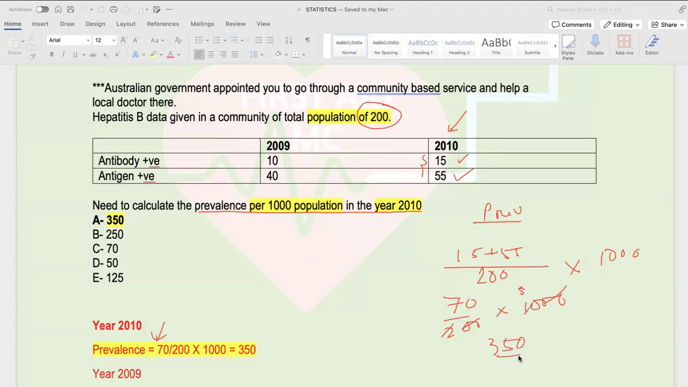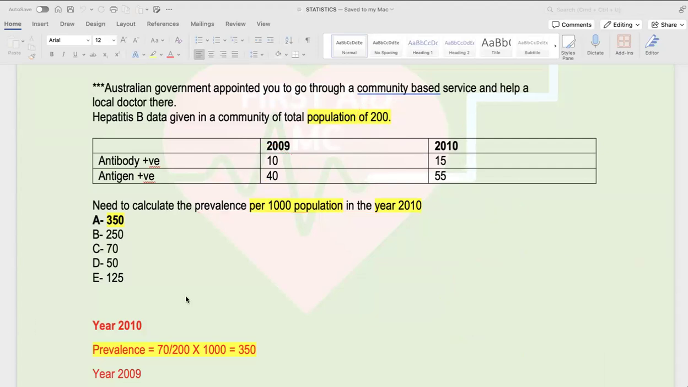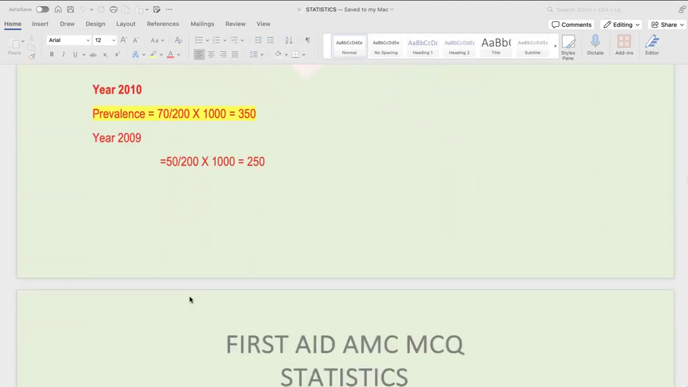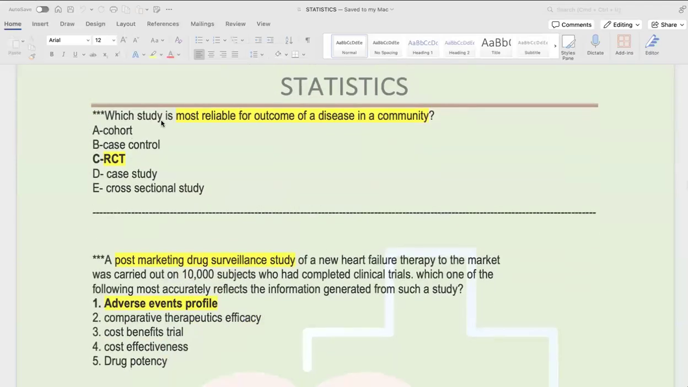So if they ask 2009, then you'll include this. Okay. So it depends on the question. Now, this is how we mainly find out the prevalence of a disease in a community. Okay, so that's what they want you to find out.